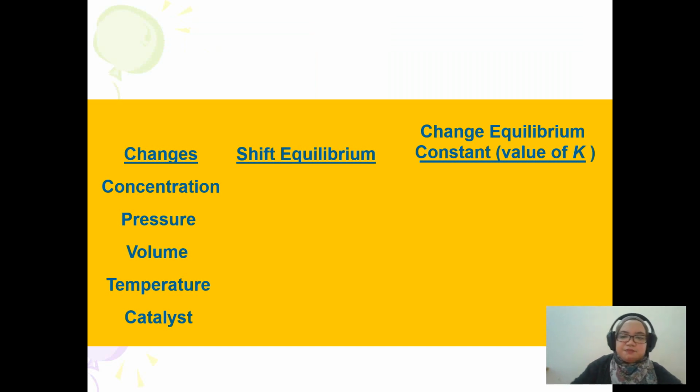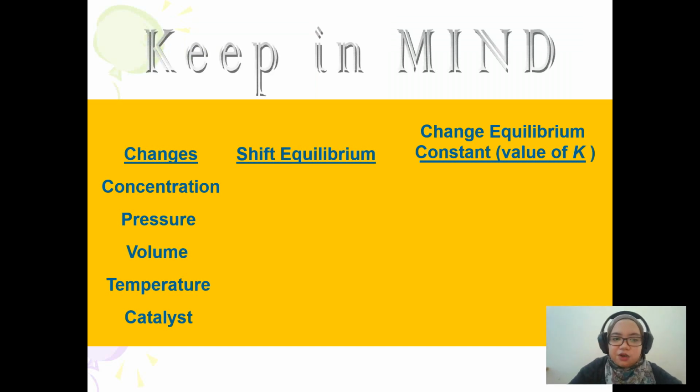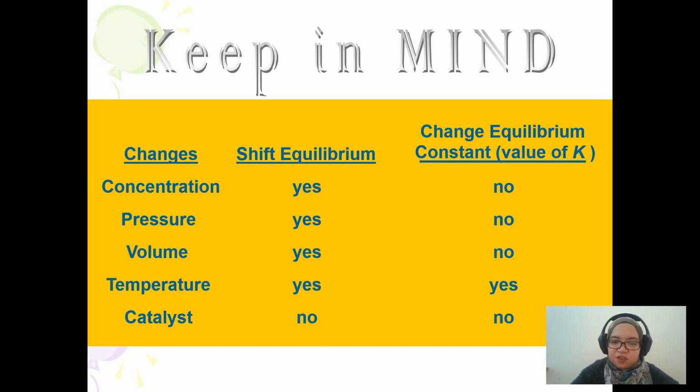Okay, so dekat sini, kita tengoklah concentration dia akan ada perubahan dekat equilibrium shift. Dengan apa ni? Equilibrium concentration. Tapi dia tak akan bagi change langsung dekat value of K. Pressure pun sama. Dia tak akan bagi langsung change dekat value of K. Volume pun sama. However, temperature dia akan bagi change dekat value of K. The effect value of K. Catalyst dua-dua tak. Dia tak effect shift equilibrium. Dia tak effect the value of K.